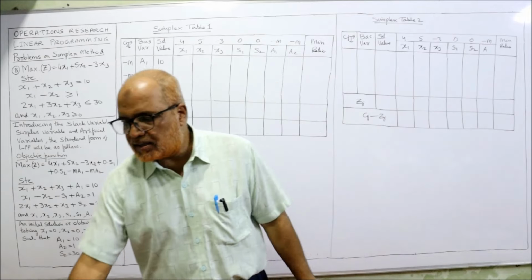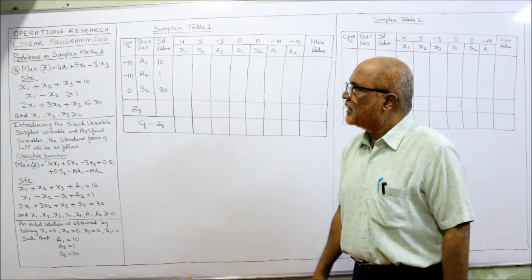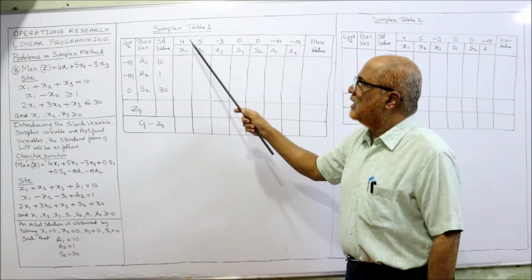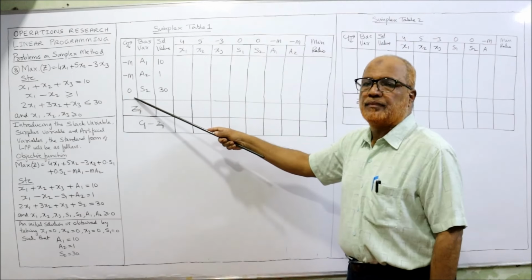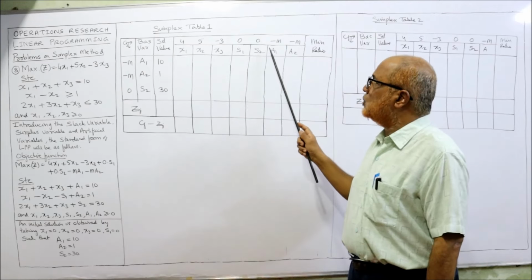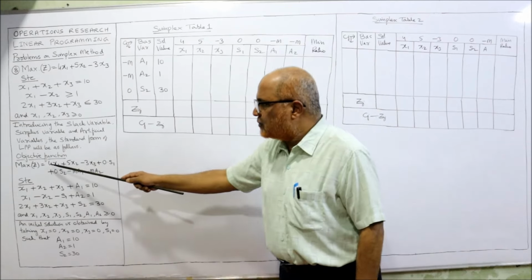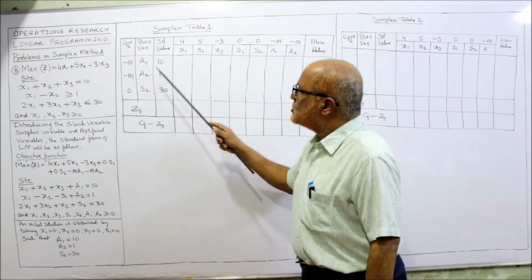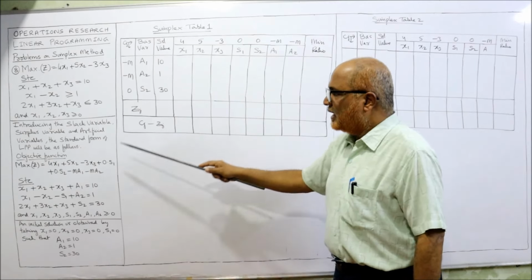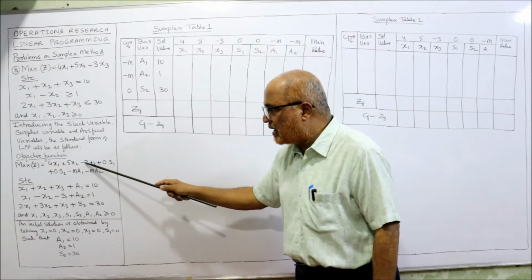Now the first simplex table is very easy to make because we don't require any formula or calculations. Simply we take the coefficients of this LPP. First of all, Cj, the coefficients of the objective function in this row and column. So here x1, x2, x3, S1, S2, A1, A2 are the variables, right? The coefficients of the objective function: 4 for x1, 5 for x2, and the coefficient of x3 is minus 3.